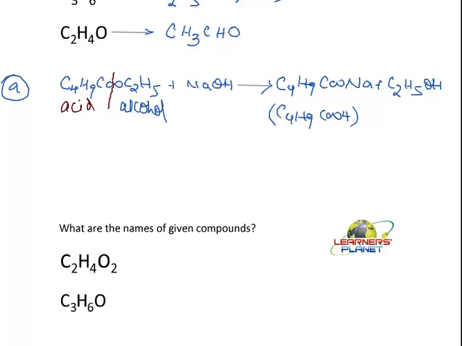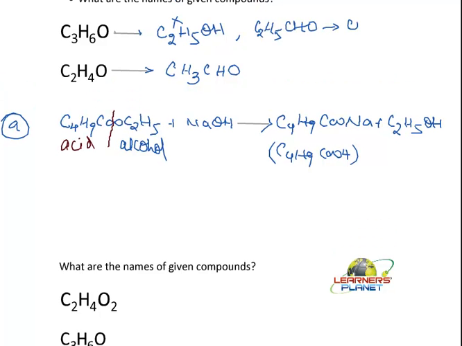This is C2H5CHO. So both are what? Both are aldehydes. Or I can also write this like CH3, C double bond O, and CH3. This is what? This is a ketone. This is an aldehyde. Okay, so this is the way we write the formulas.